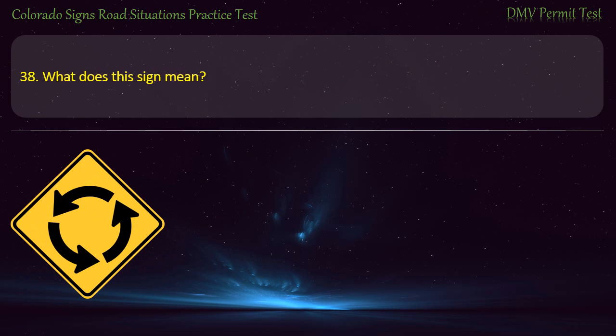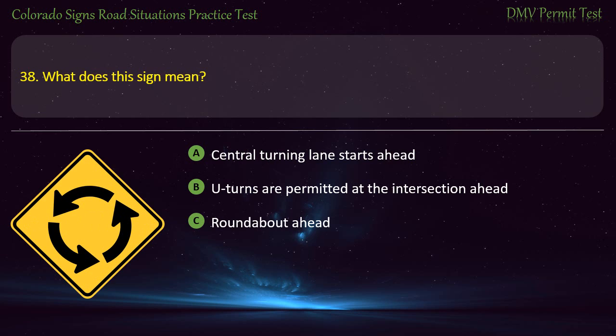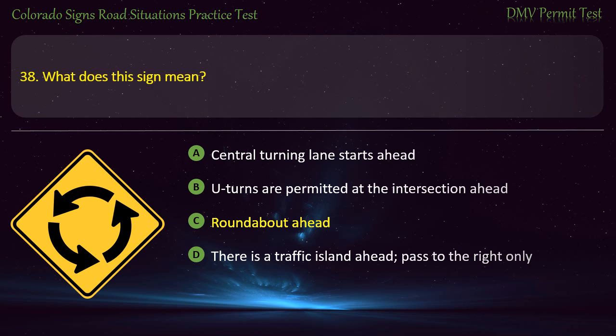Question 38. What does this sign mean? Central turning lane starts ahead. U-turns are permitted at the intersection ahead. Roundabout ahead. There is a traffic island ahead, pass to the right only. Answer. Roundabout ahead.